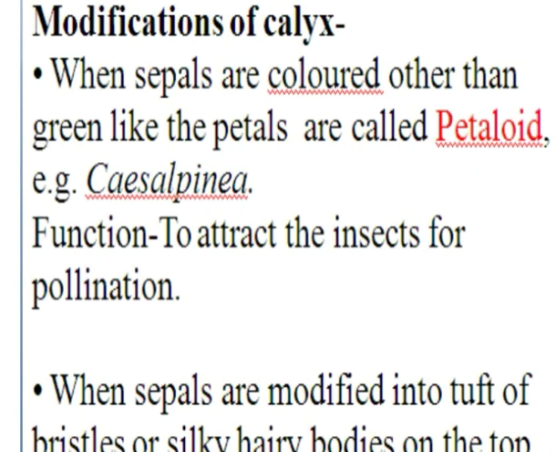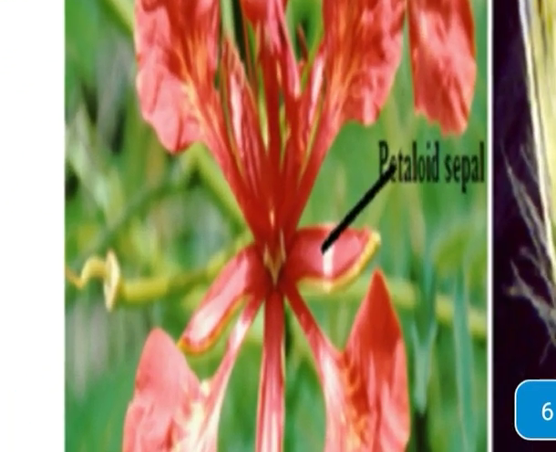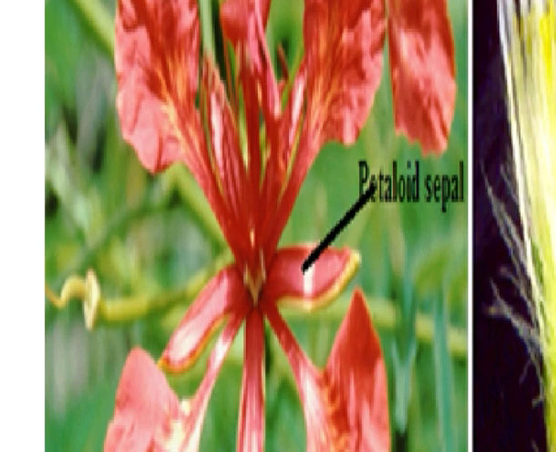Then the modifications of calyx. When the sepals are colored other than green, like the petals, they are called petaloid. Generally the calyx or the sepal is green in color, and when it possesses a color other than green, it looks like a petal and at that time it is called petaloid. So there is no differentiation between calyx and corolla. Look at the figure. The petaloid sepals are again a characteristic feature of the family Caesalpiniaceae.